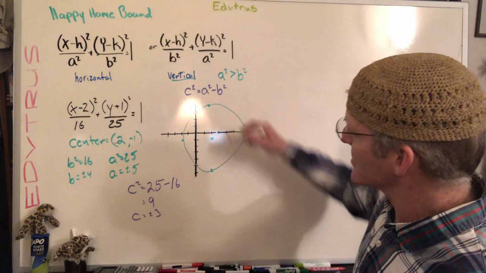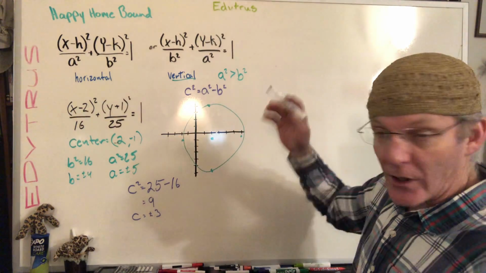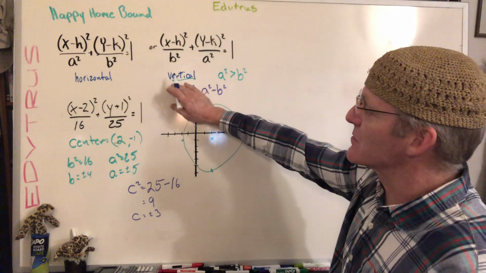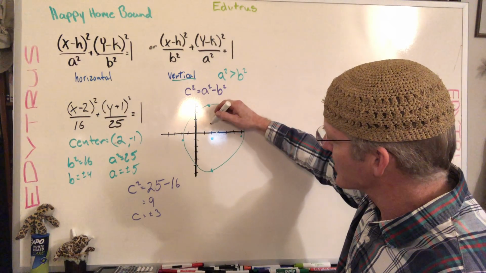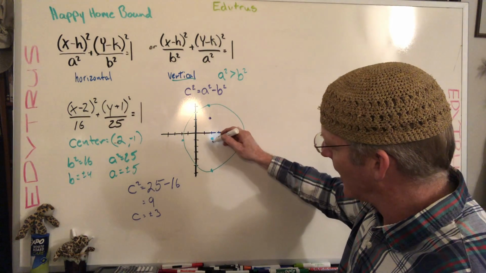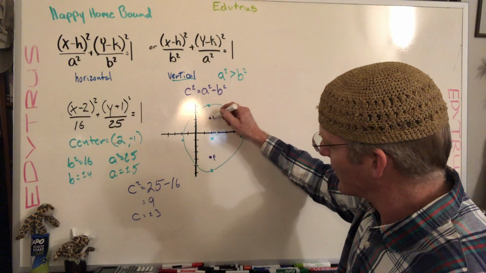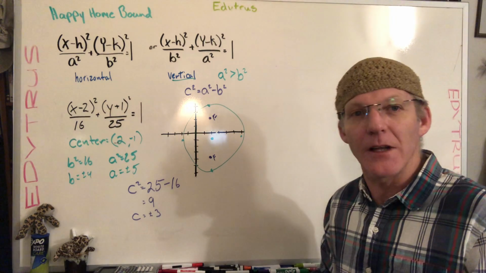Okay? So that means go up, since it's vertically oriented. If it was horizontally oriented, our c value would go side to side. But since this one's vertically oriented, we go up 1, 2, 3, down 1, 2, 3, and there are the two foci of your ellipse.